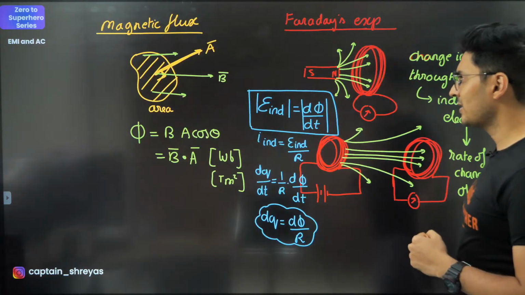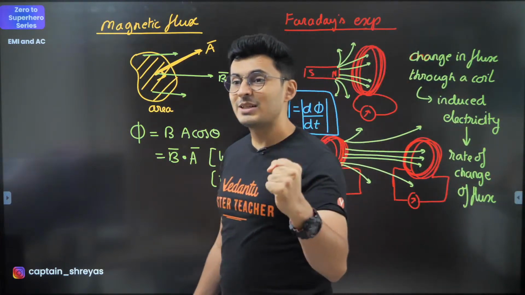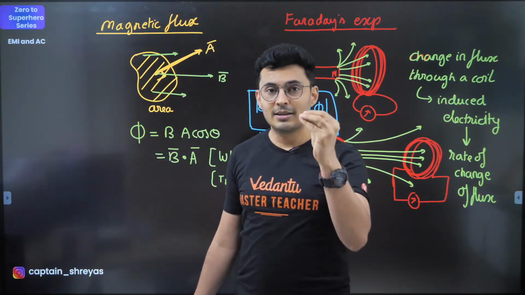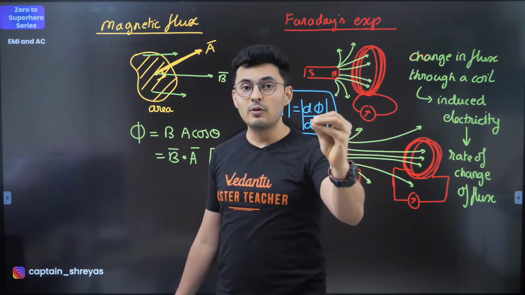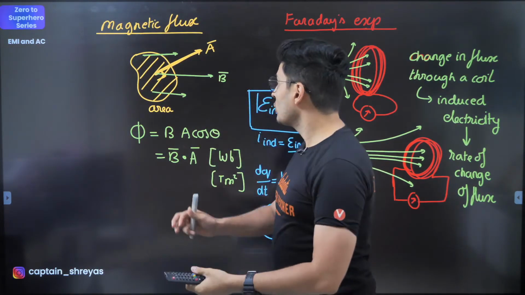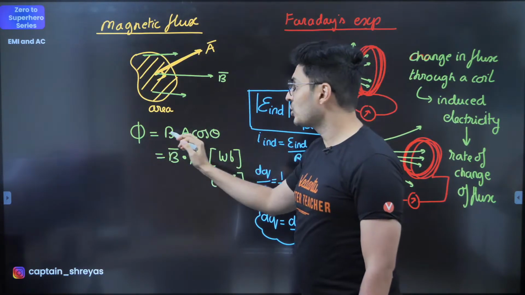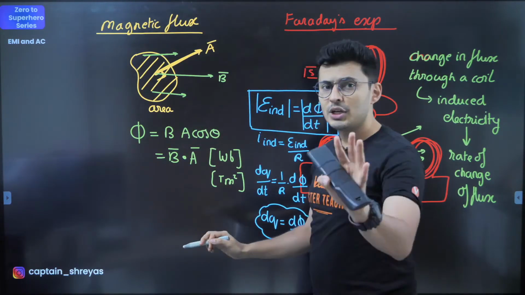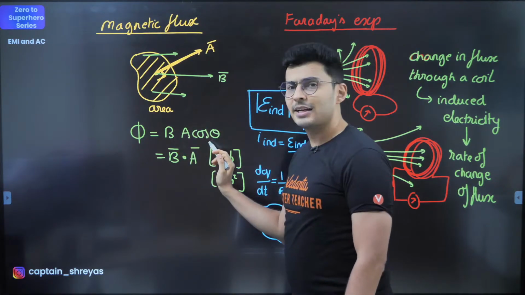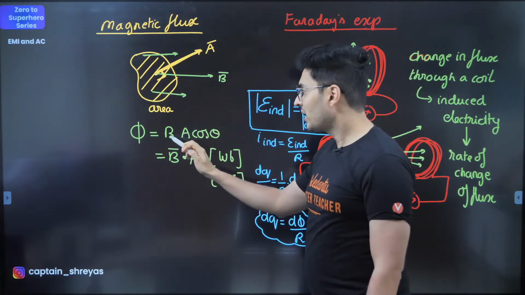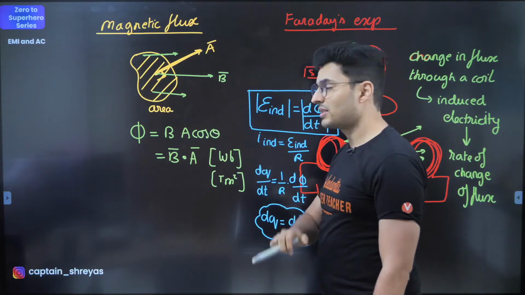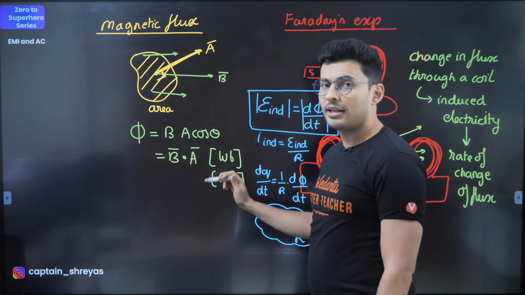Flux is basically the flow of something, and magnetic flux tells you the flow of magnetic field lines. If you have an area A and magnetic field B, the flux through it is given by BA cos theta, and the unit is Weber. It is just like electric flux. If you recollect, it was electric field times area times cos theta. Here it is magnetic field dot area vector.